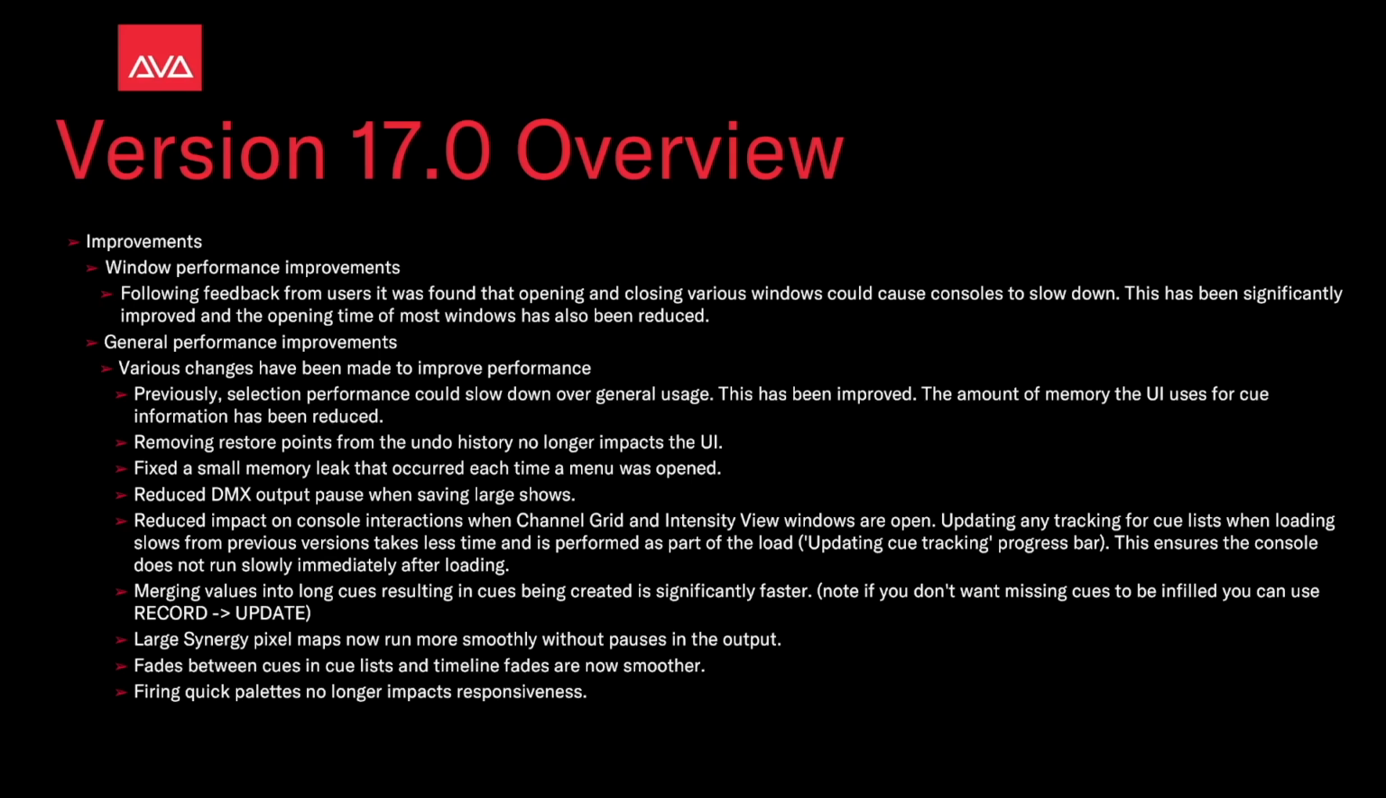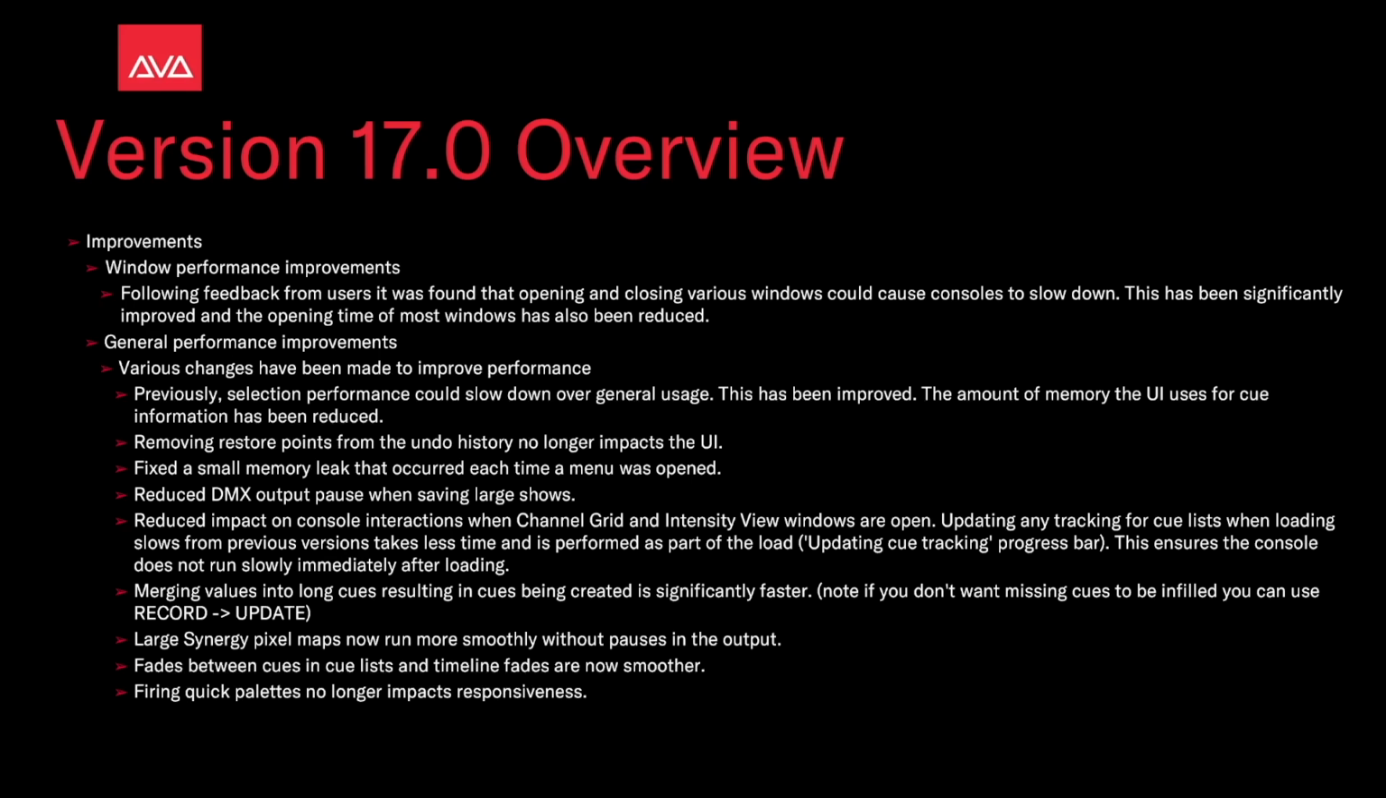General performance improvements. Various changes have been made to improve performance. Previously, selection performance could slow down over general usage. This has been improved. The amount of memory the UI uses for queue information has also been reduced. Removing queue restore points from the undo history no longer impacts the UI. Fixed a small memory leak that occurred each time a menu was opened. Reduced DMX output pause when saving large shows.